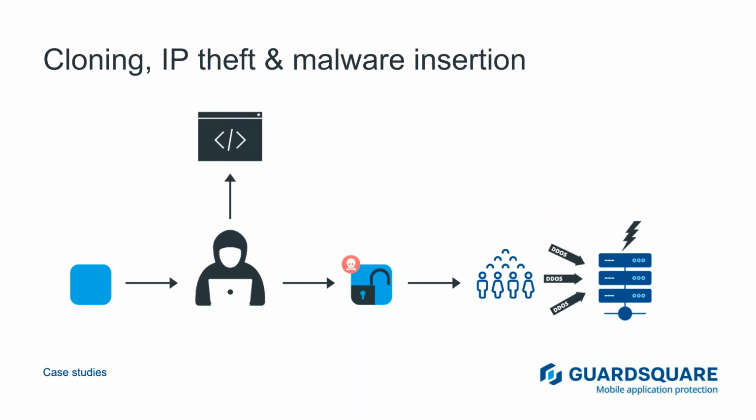The attacker might also be interested in inserting malicious code in the application. So after downloading and decrypting the application, he might, for example, insert code that performs a DDoS attack on certain targets. Unknowing users might be tricked into downloading the actual cloned version of the application, and they might become part of the DDoS attack without knowing.